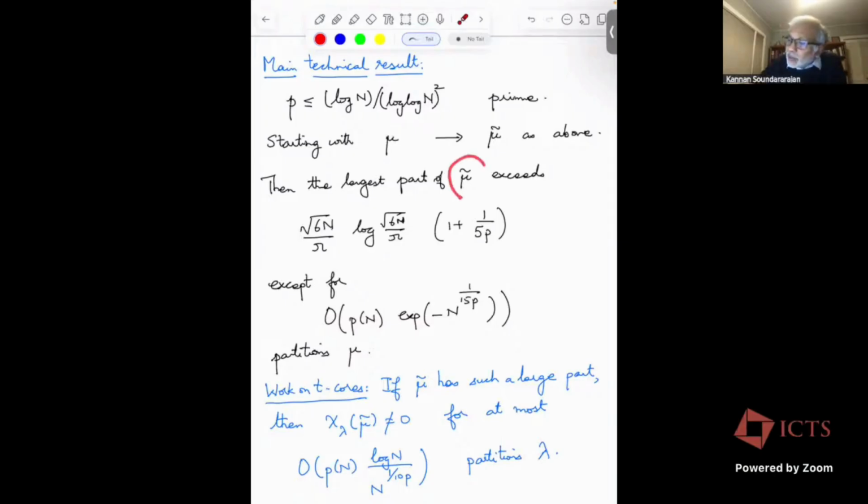Typically, I'm going to end up with a partition mu tilde, which is in fact a proportion larger than the usual size of the largest part in mu. And I only wanted to beat this size by a factor of log log. So if p goes up to only log n over log log n, I'm going to beat it by a considerable amount here and then get the main result that I want.